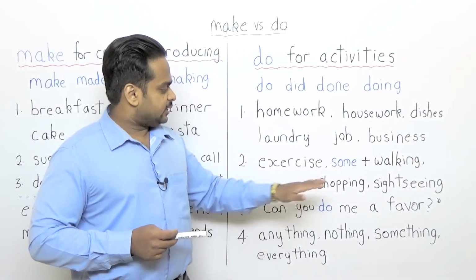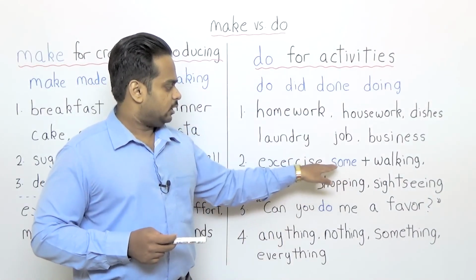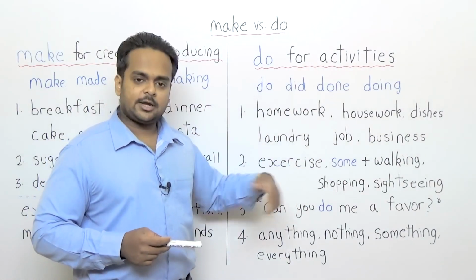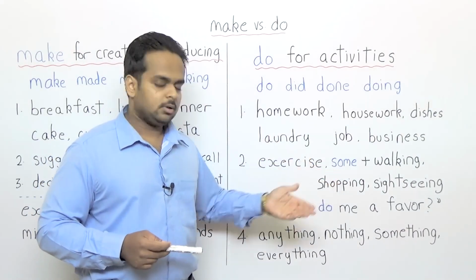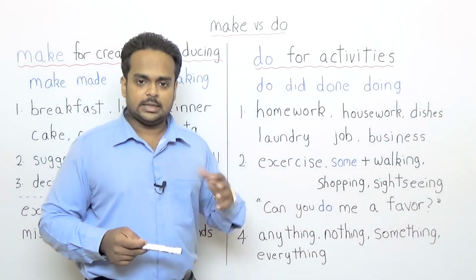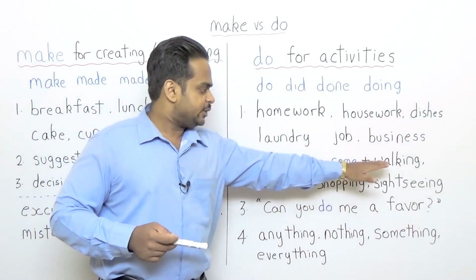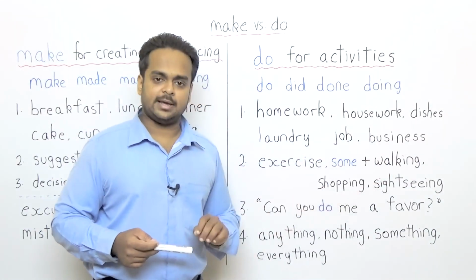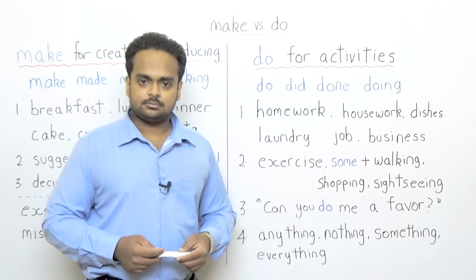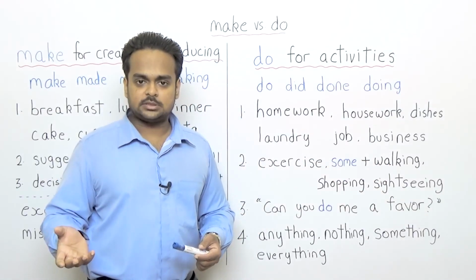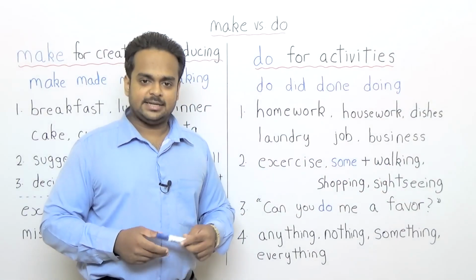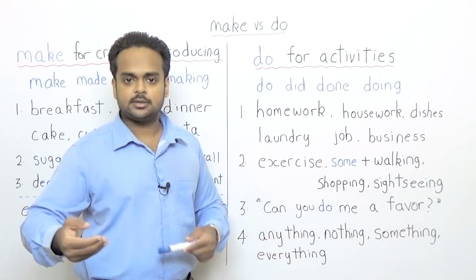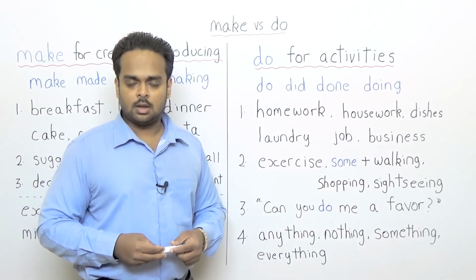You will also find do in this sort of structure. You'll have do, and then you'll have a quantity expression like some, a lot of, a little bit, etc. And then you will have a verb with ing, like walking, shopping, or sightseeing. For example, yesterday evening I had some free time, so I did some walking around the neighborhood.